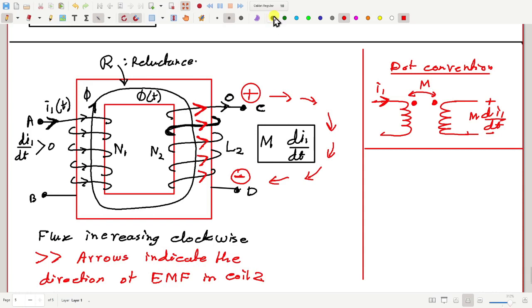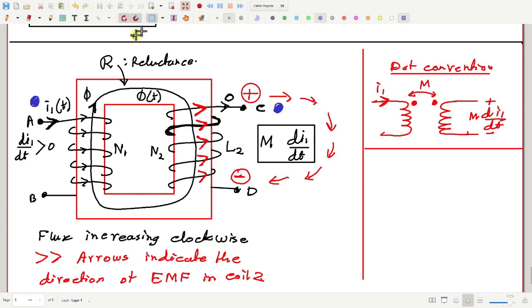So now, coming back to this picture, if I put a dot beside terminal A, which side should have the other dot? Side C or side D? Which terminal should have the other dot in this diagram? Yes? The answer is side C.